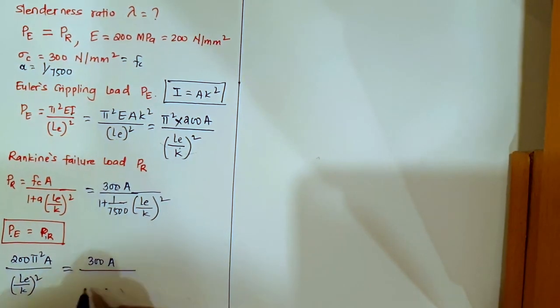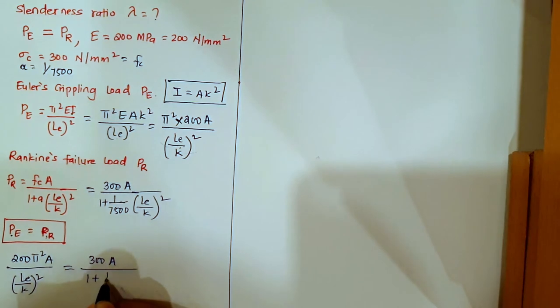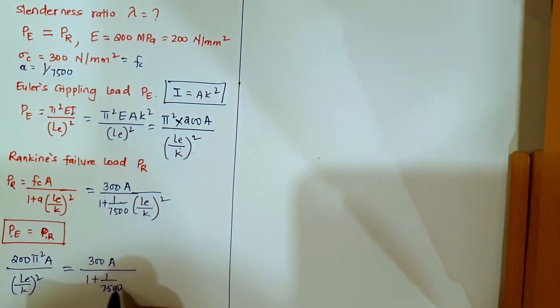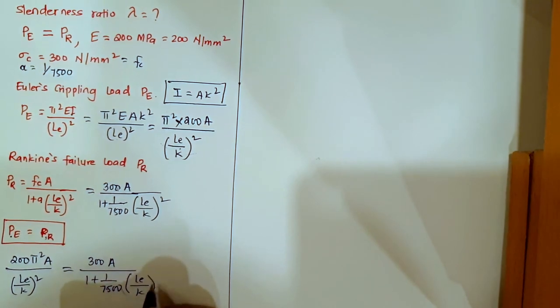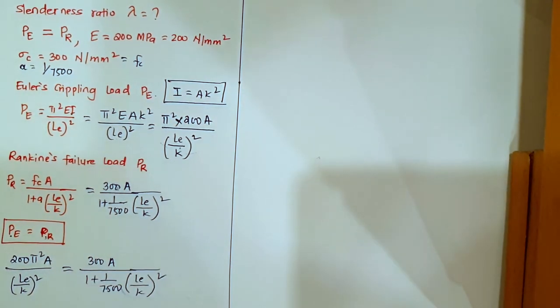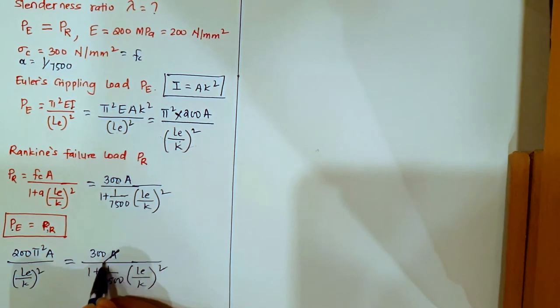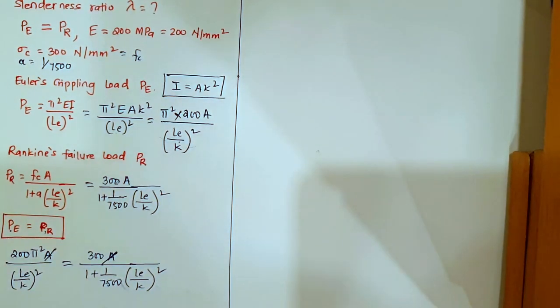300 A divided by 1 plus 1/7500 (LE by K) square. So I have this, right? So I can cancel area and area here. Now let me solve for this one.